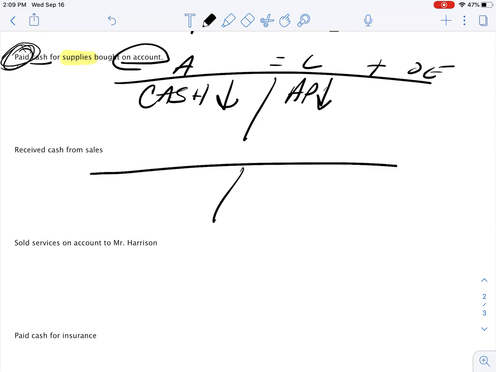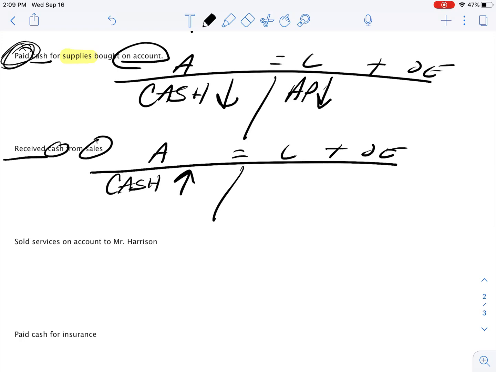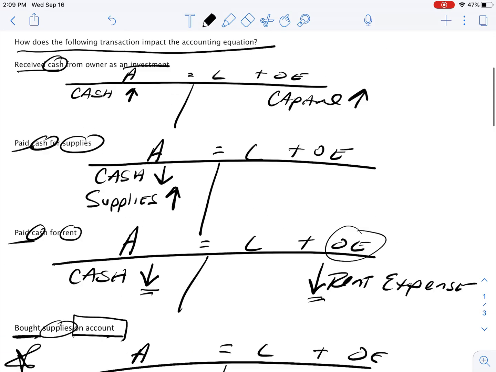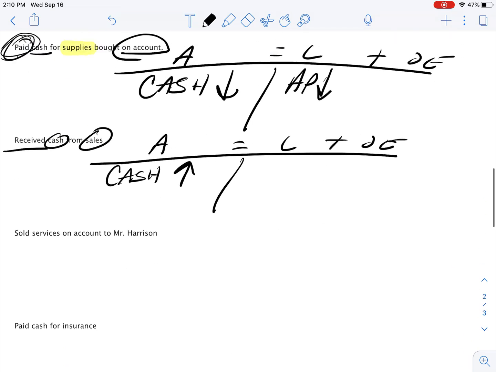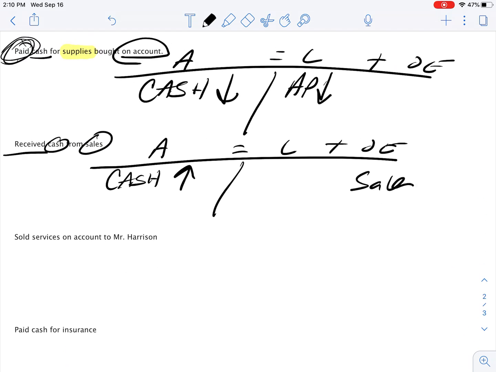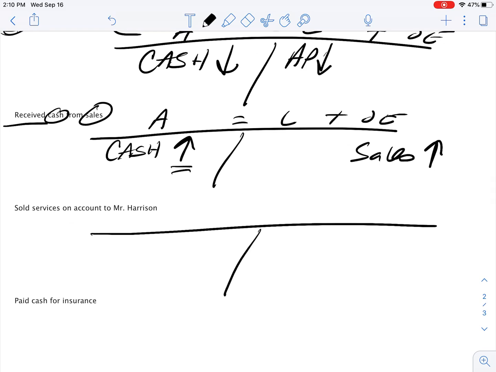Moving on, we have our next one, which is assets equals liabilities plus owner's equity. We received cash from sales. Okay, so we know what cash is going to do. Cash is ultimately going to increase. If we receive cash, cash will increase. We look at what sales are. If we go up here to sales, we know that sales are an owner's equity account. Think about what's going to happen to sales. It's going to make our owners worth more, right? So, plus left side is increasing, so what does the right side have to do as well? It has to increase.